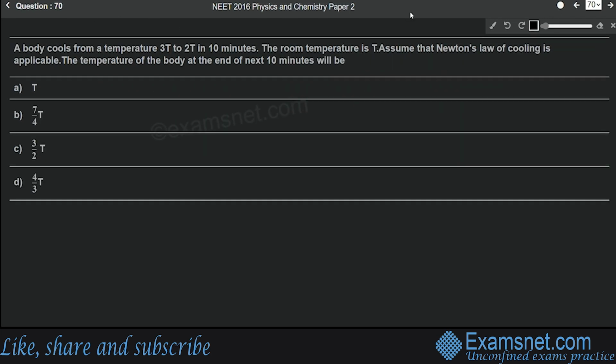Question number 70 is again from the chapter Thermal Properties of Matter, and the question is, a body cools from a temperature 3T to 2T in 10 minutes. The room temperature is T. Assume that Newton's law of cooling is applicable. The temperature of the body at the end of next 10 minutes will be.